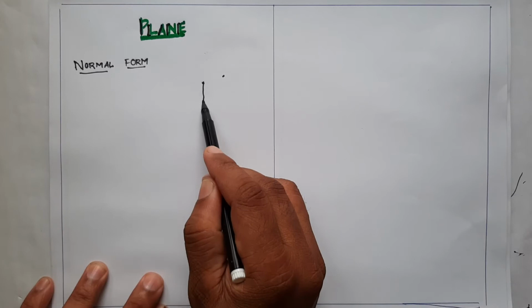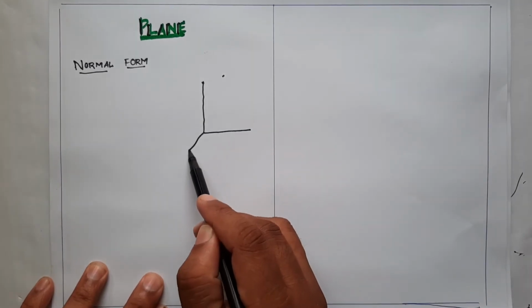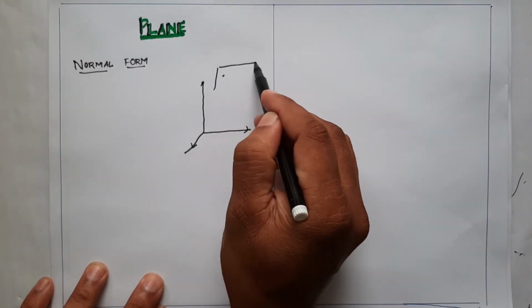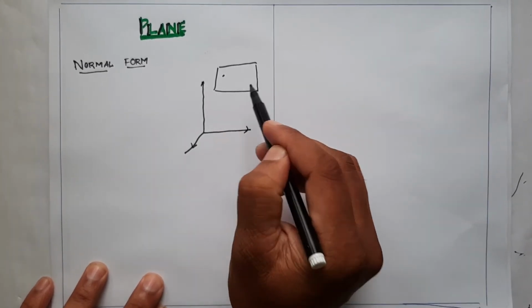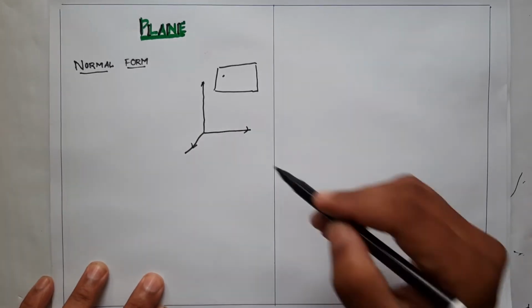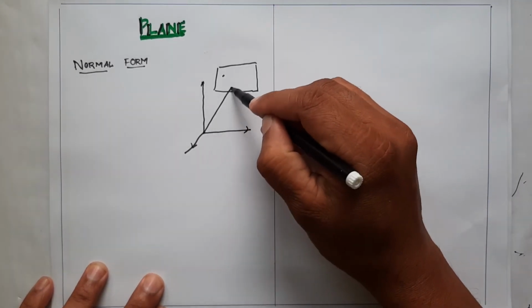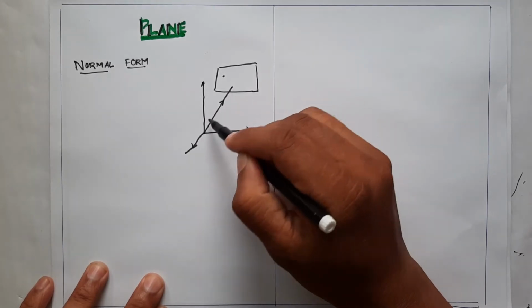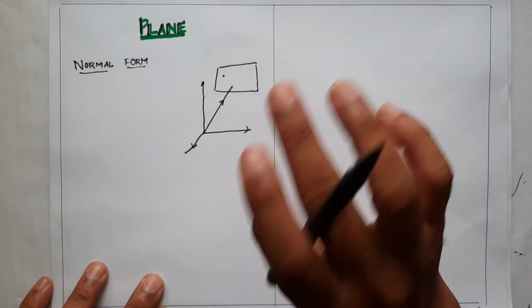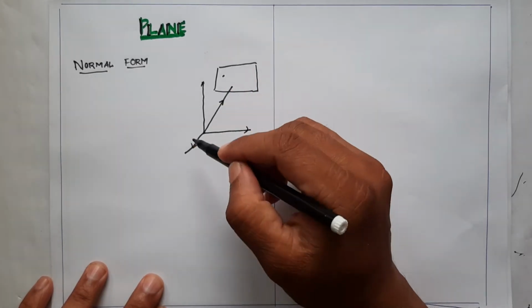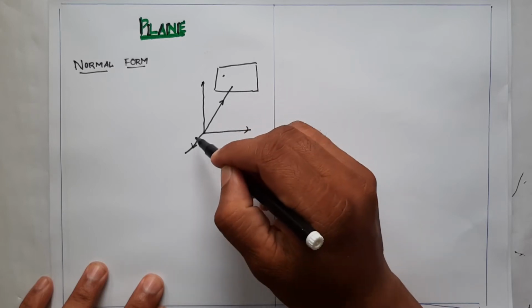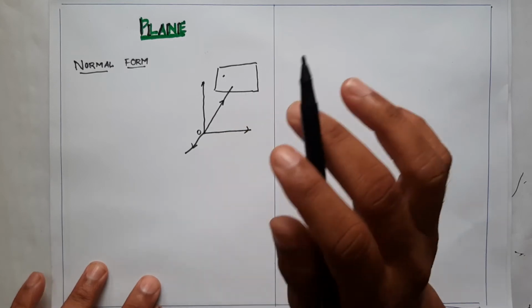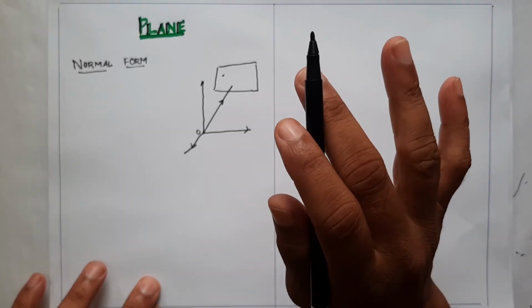Suppose in three-dimensional space we consider a plane, a plane surface. The distance from the origin to that plane is given. Also, the unit vector perpendicular to this plane is given. These are the two given quantities. First is the distance from the origin to the plane, which is already given. And the unit normal perpendicular to the given plane is already given.